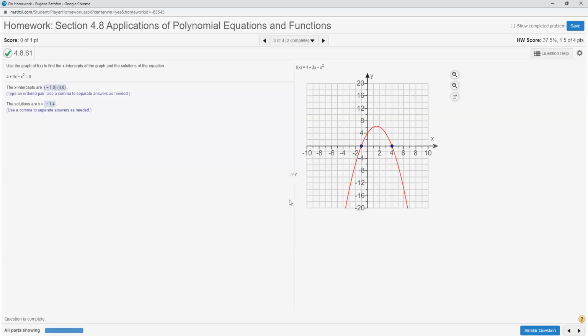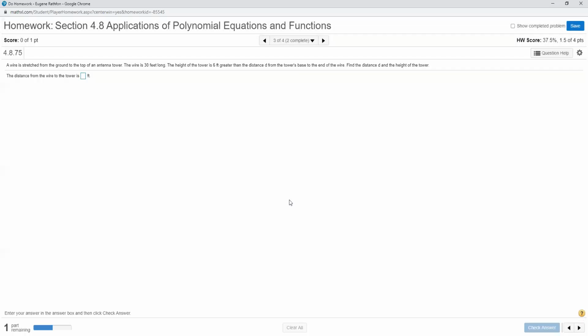All right, so I got 2 more problems, and this next one's going to be fun, y'all. So let's see what we got here. A wire is stretched from the ground to the top of an antenna tower. The wire is 30 feet long. So let's write this down. The wire is 30 feet long.